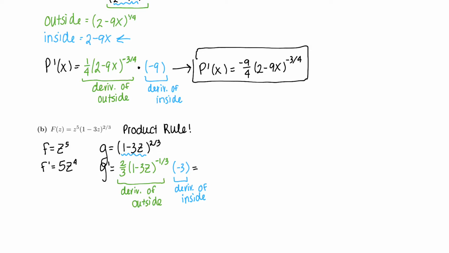Now, if I want to be a little bit concise here, this negative 3 would get multiplied up with the 2/3. So this guy and this guy. If you have 2/3 times negative 3, this is negative 6 over 3, which is negative 2. So you could simplify this to negative 2 times 1 minus 3z to the negative 1/3. Sometimes it's just nice to simplify. I mean, you can leave it spread out like that, but sometimes it's just nice to simplify it.